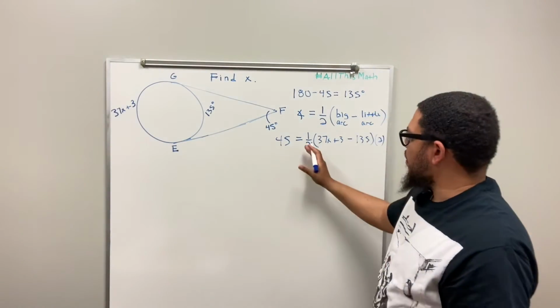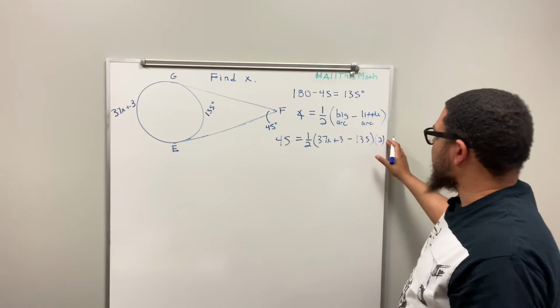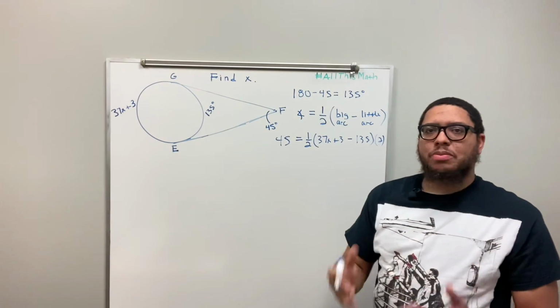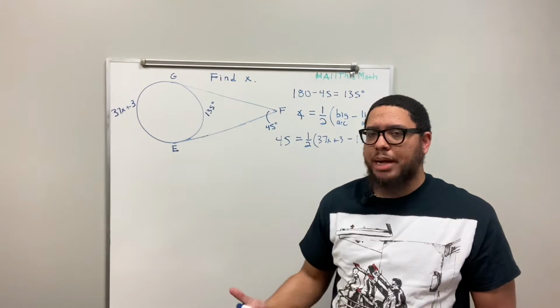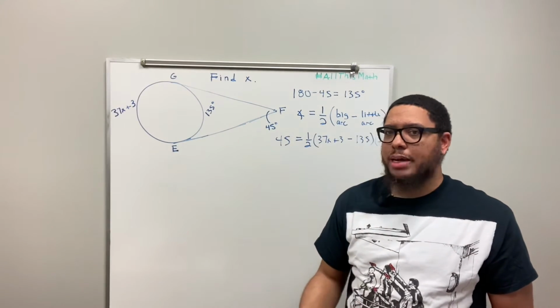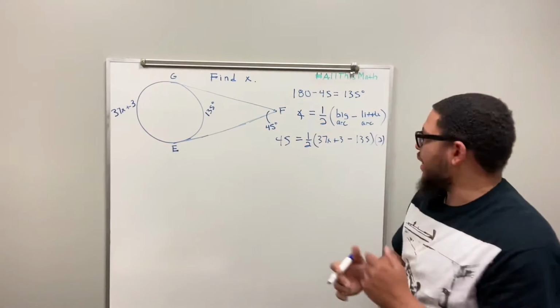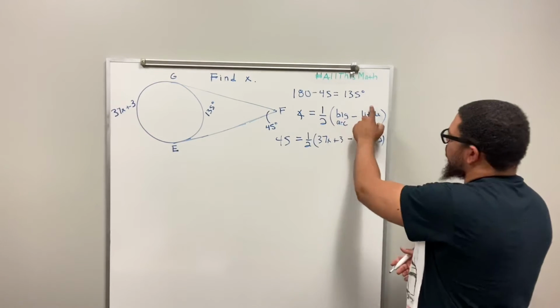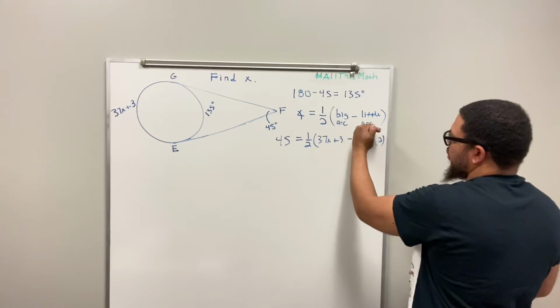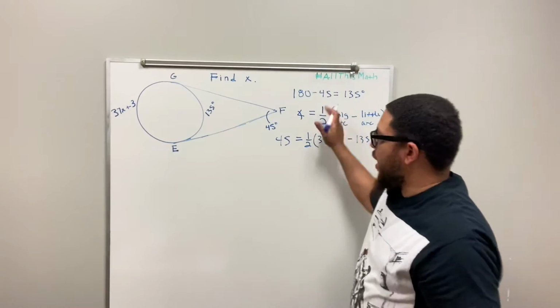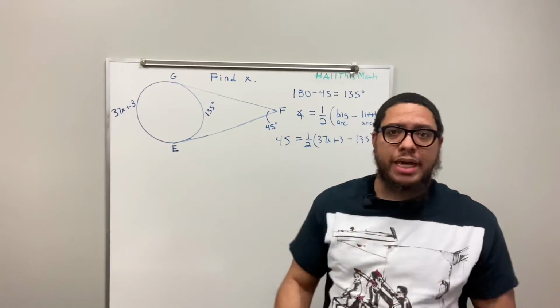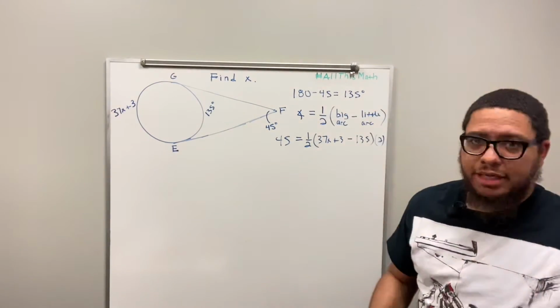The opposite of multiplying something by 1/2 is multiplying something by 2. Because really, multiplying something by 1/2 is really just dividing by 2. Some textbooks will show the formula like this. They'll say big arc minus little arc all over 2, right? Because multiplying by 1/2 and dividing by 2 are the exact same thing.